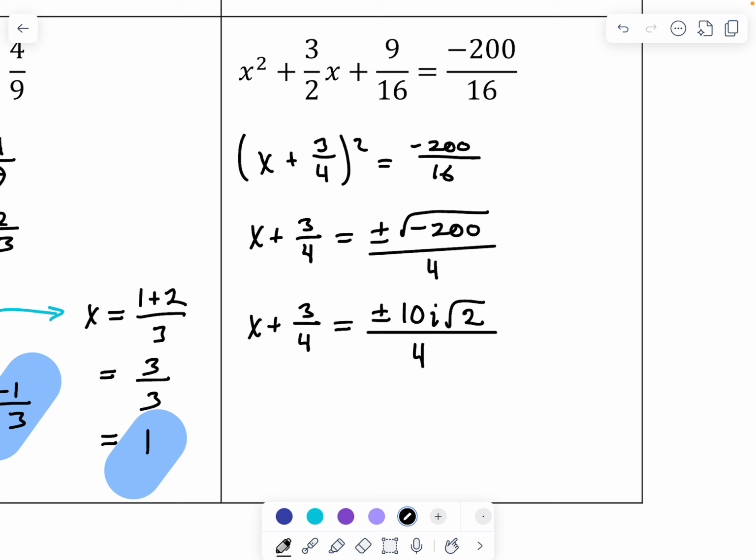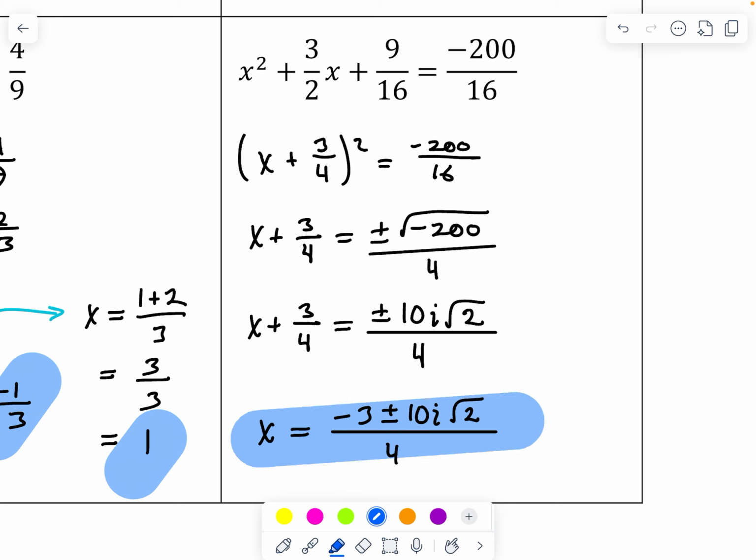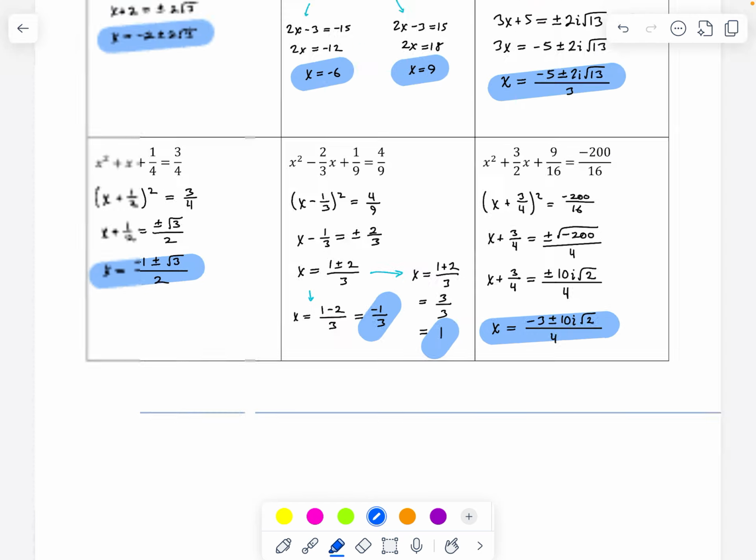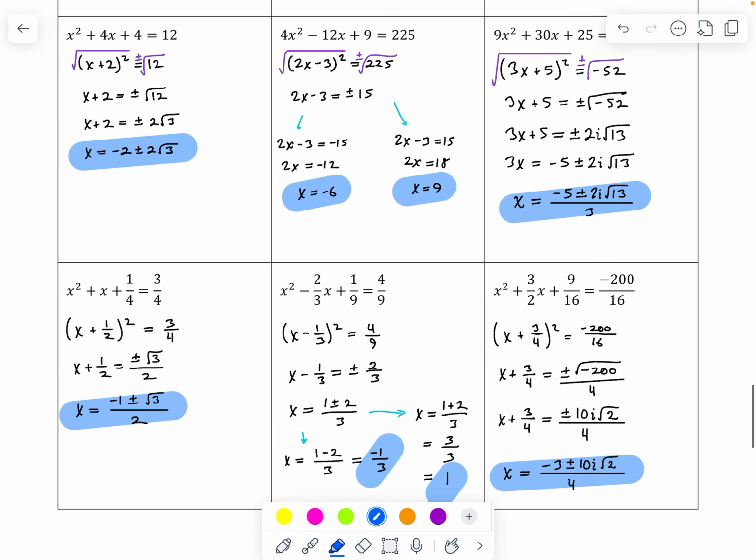And then I'm going to subtract 3/4 from both sides, giving me a final answer of negative 3, because we subtract, plus or minus 10i root 2 over 4. There you go. Good. Don't stress about these last ones. If you're in high school or in a freshman college algebra class, these last problems are more advanced than you need to know, but they're there if you enjoy them.